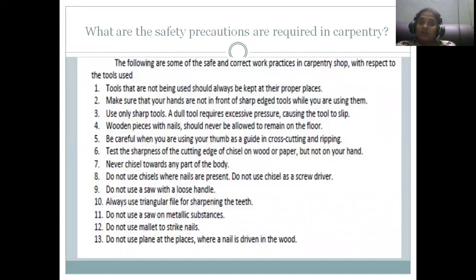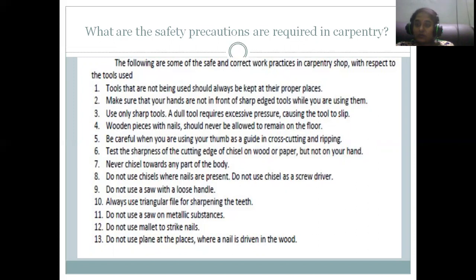Okay, what are the safety precautions required in carpentry? In the previous video also, I have discussed what the safety precautions are. So always prepare with the safety precautions, and remember, this is also a viva question, a very important one. So always prepare for the safety precautions.